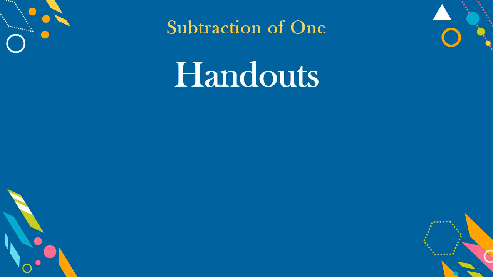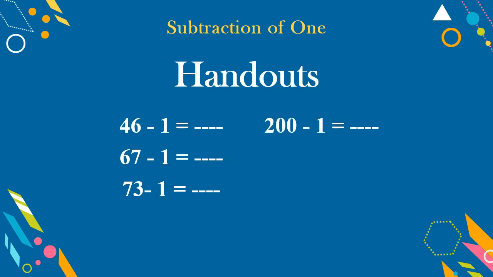Here you have some questions for your practice. 46 minus 1. क्या हम सब्ट्रैक्शन के लिए काउंट करेंगे? नहीं, हम प्रीवियस नंबर को थिंक करेंगे. 46 से पहले 45 आता है. So 46 minus 1 equals 45. Don't worry, you can do the question easily. Just think about the previous number. Do practice. This will help you in your mental math.